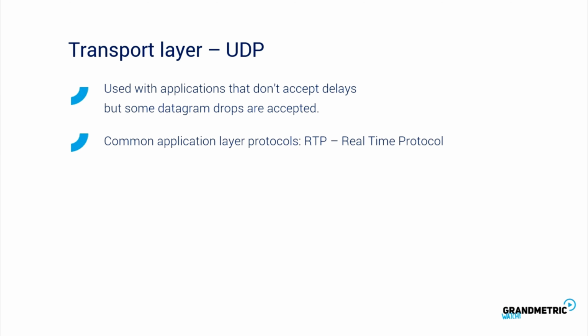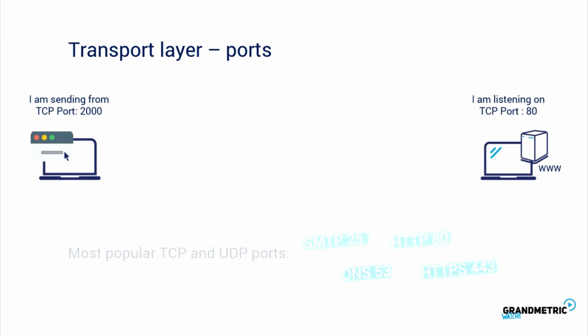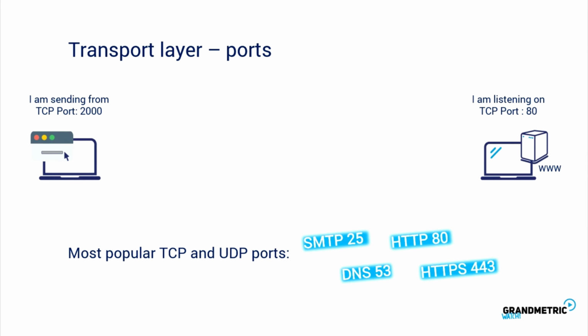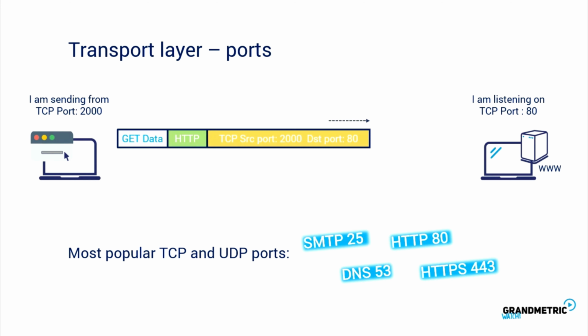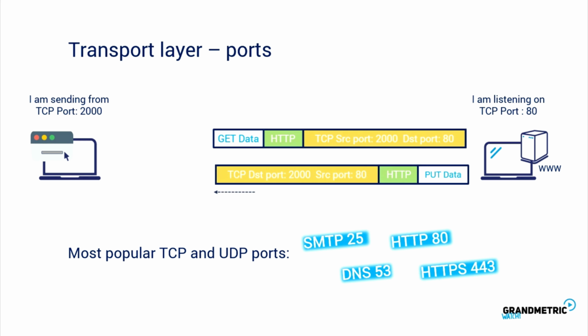User Datagram Protocol, or UDP, is used with applications that need no delays, but datagram drops are accepted. This includes real-time apps like video or voice streaming. A common protocol that uses UDP is Real-Time Protocol, used for voice over IP communication, or IP telephony. UDP datagrams are sent one after the other without acknowledgements. During communication in the transport layer, the most important information is on which port number a particular application listens for information. This is common for both TCP and UDP protocols.